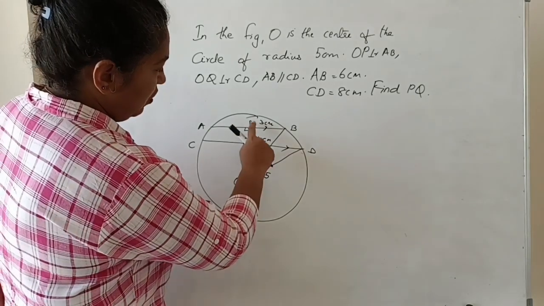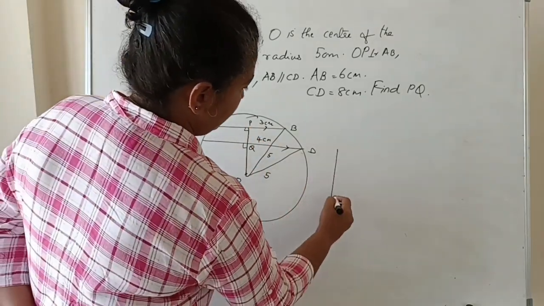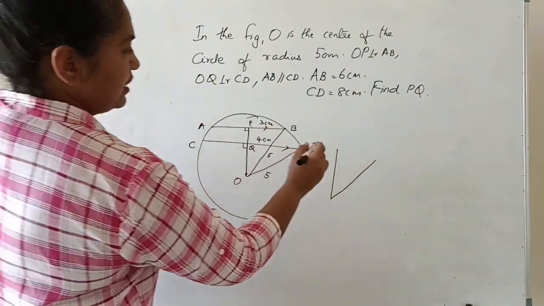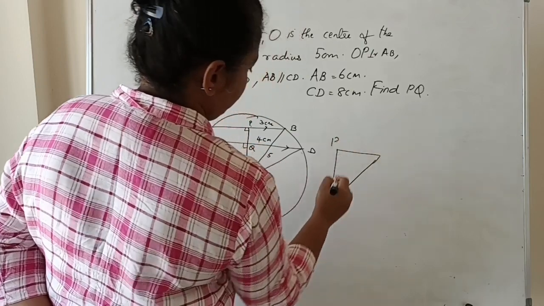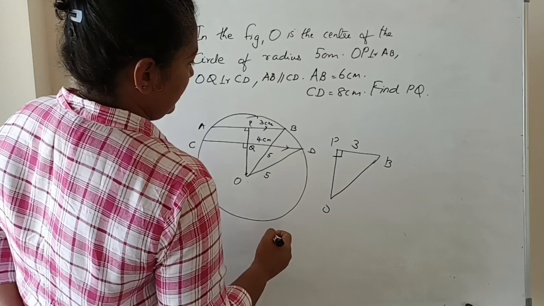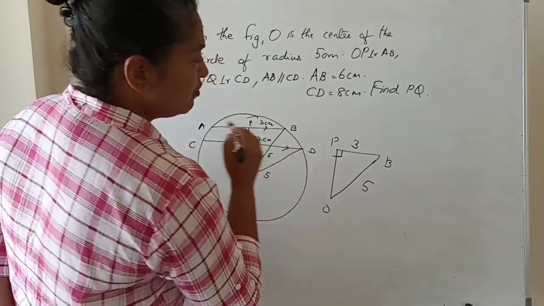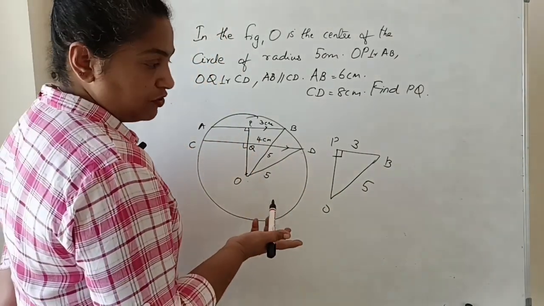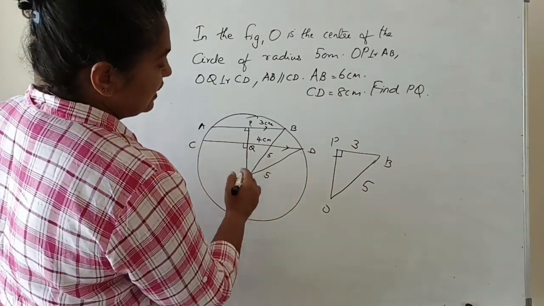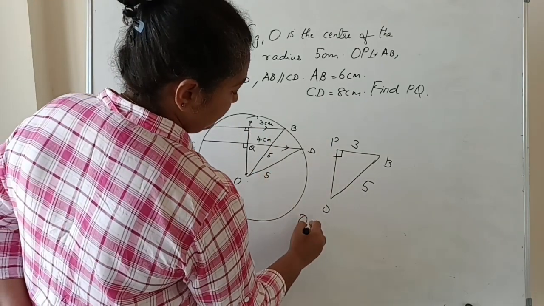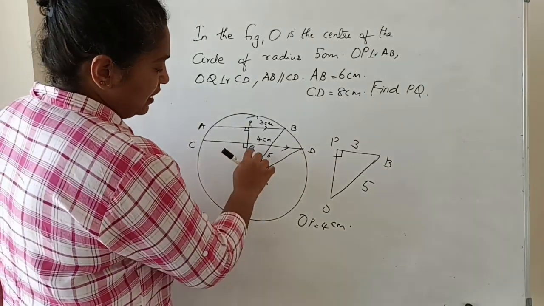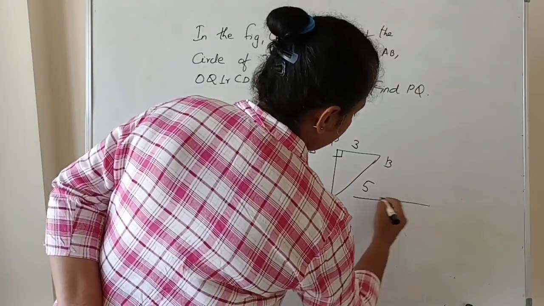Now, triangle POB. It is a right angle triangle. This is 3 and this is 5. So what can you say about this side? It is Pythagoras theorem again. 25 minus 9, which gives 16. The root of 16 is 4. So I can say that OP is equal to 4. Okay, now let us take the triangle QOD, which is a triangle like this.